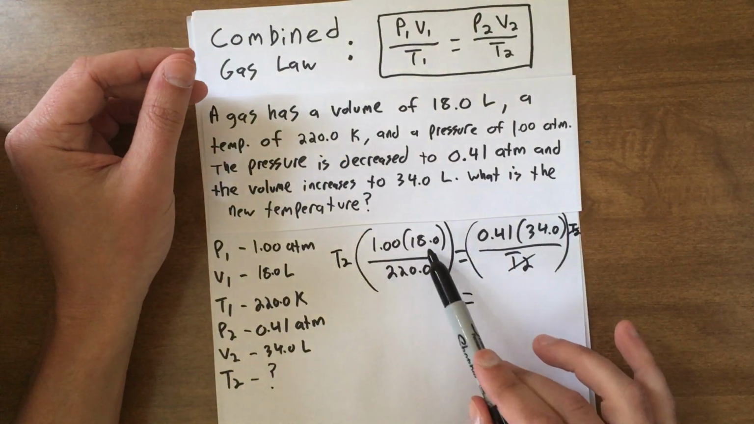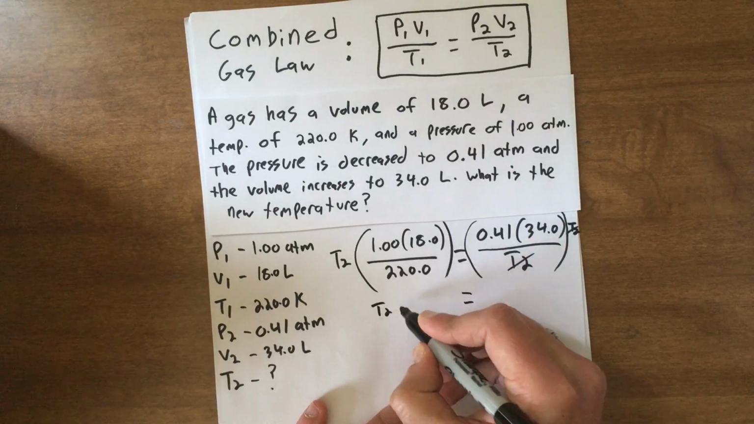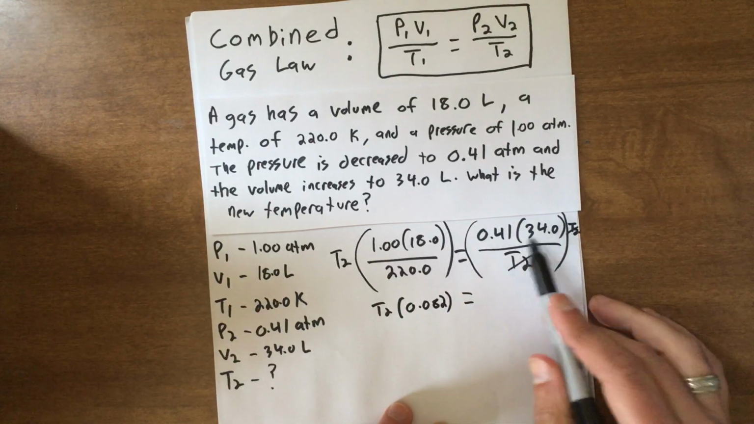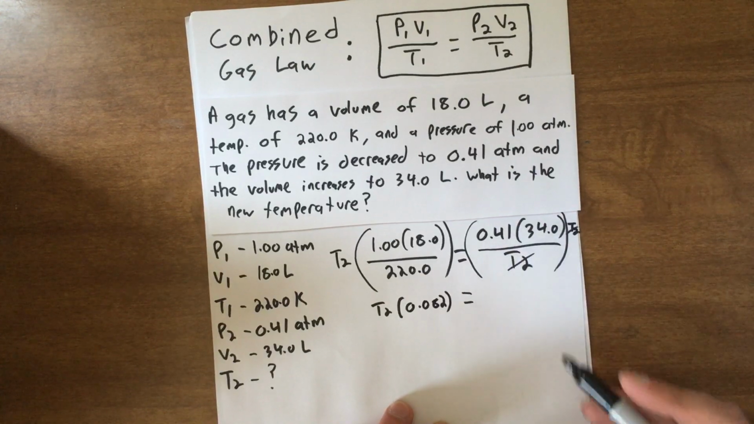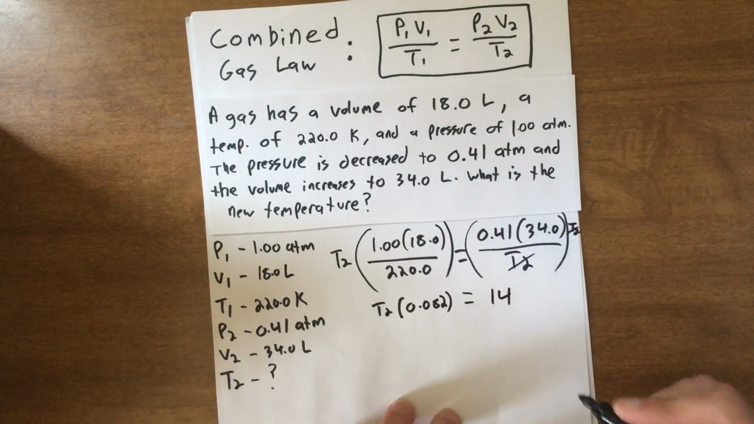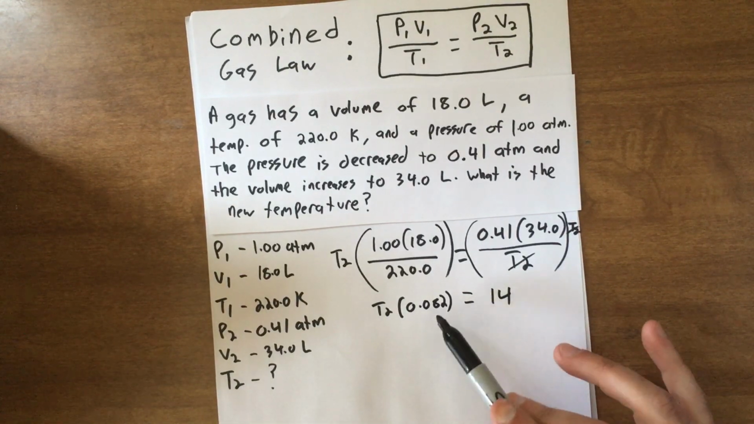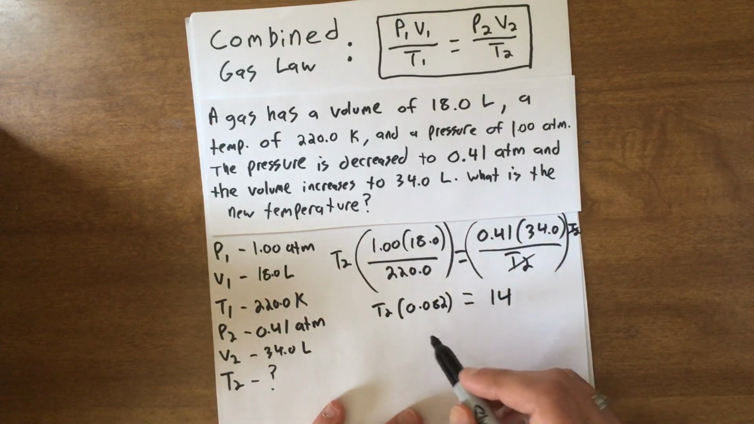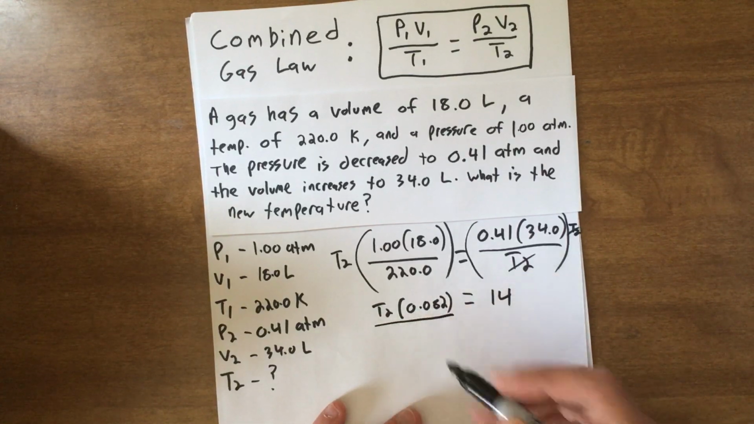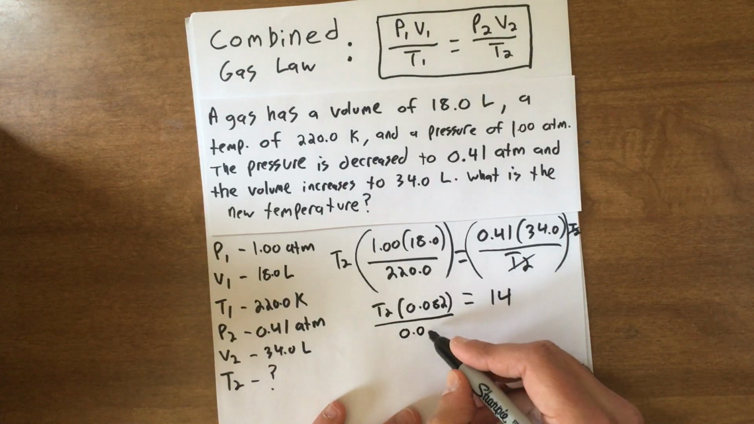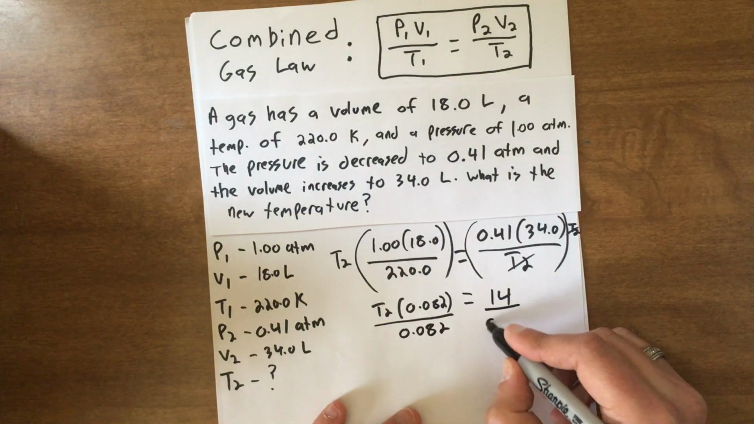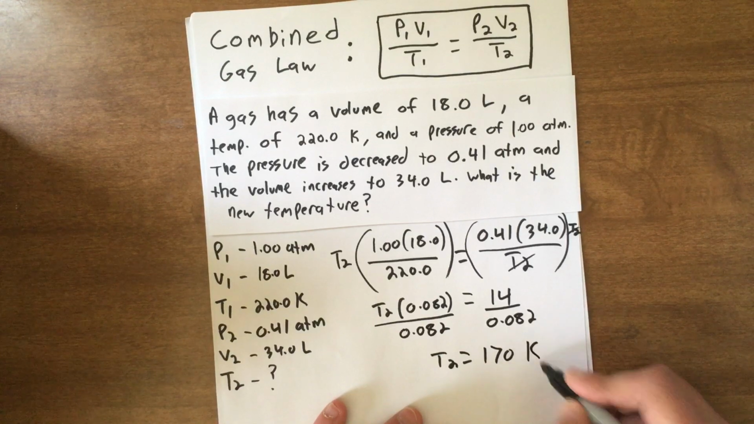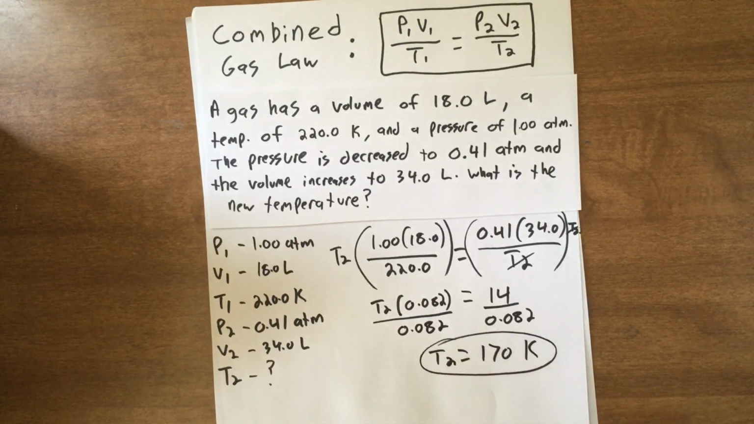So you can go 1 times 18 divided by 220, and what that's going to get you is 0.082. And you can do the same thing over here, right? So we can go 0.41 times 34, and that gets you just 14 over here. All right, now this can be a little tricky with the rounding. So if your answer doesn't come out exactly the same as what I'm doing, it might be because of how you rounded this. But you should be close. Okay, so we're going to then just divide by 0.082 and end up with a final answer of 170 Kelvin. And there's our final answer right there.